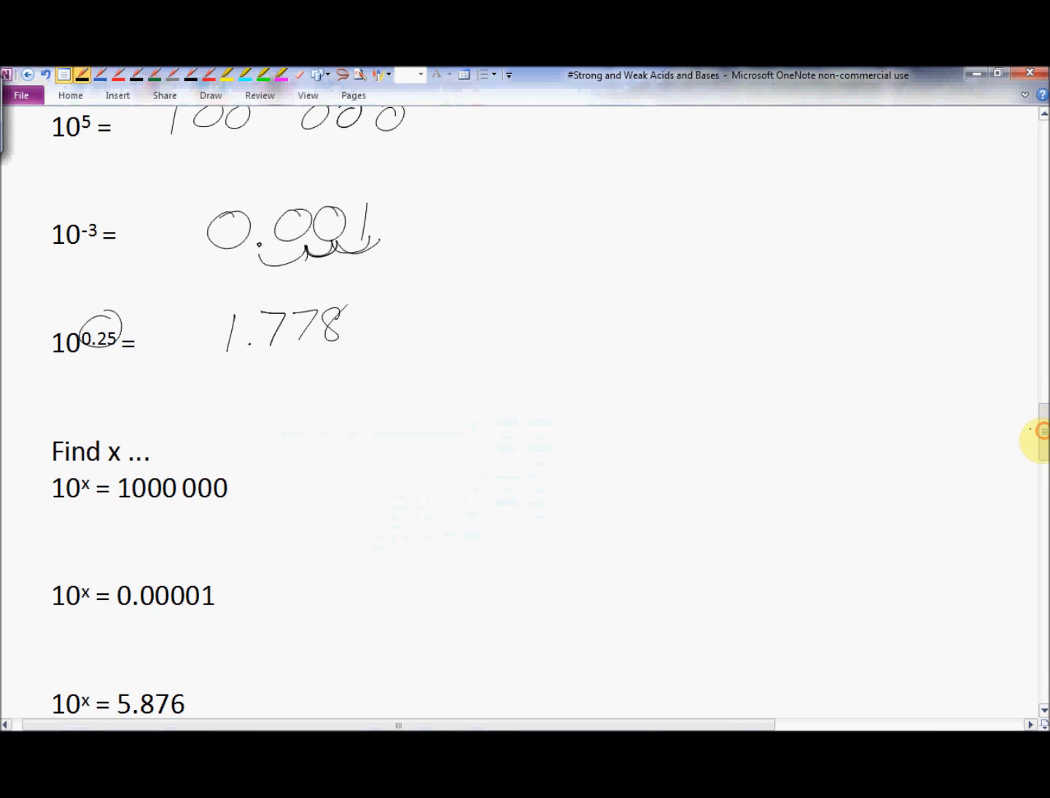So let's try these ones here. 10 to the power of x gives us this number here. Basically, just need to count the zeros: 1, 2, 3, 4, 5, 6. So in this case, x is equal to 6. 10 to the power of x gives us this number. In this case, x is negative 5, because the decimal went over 5 times.